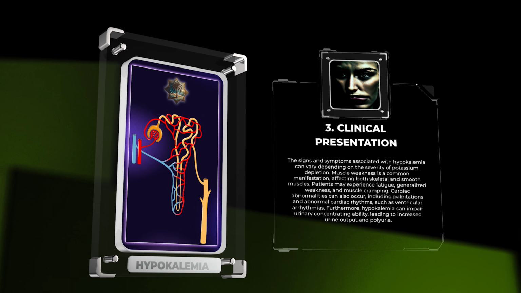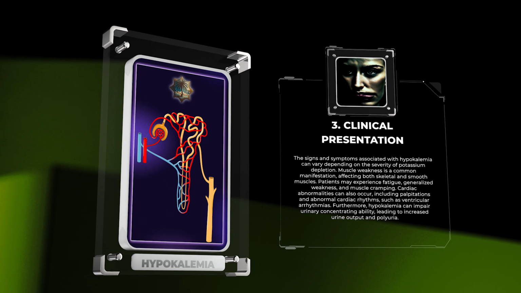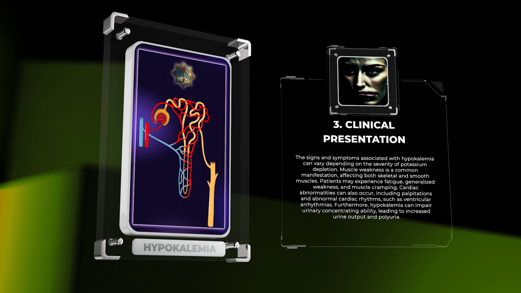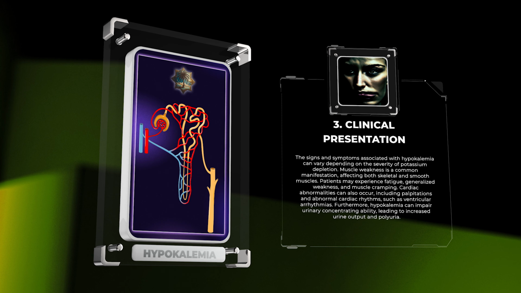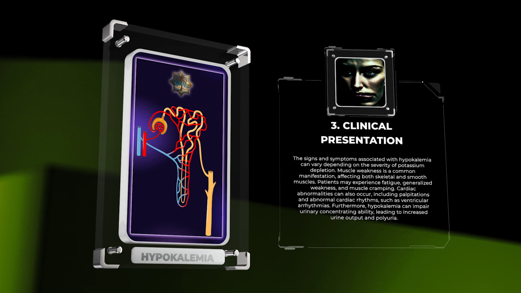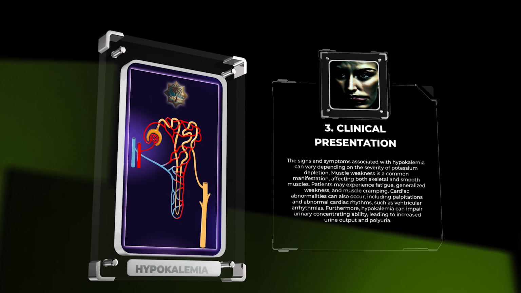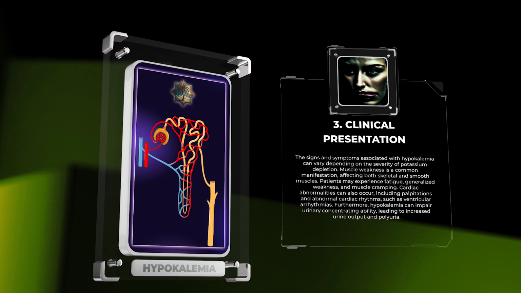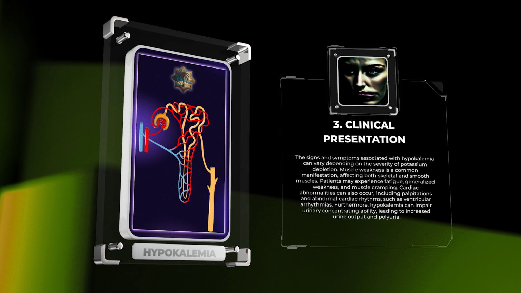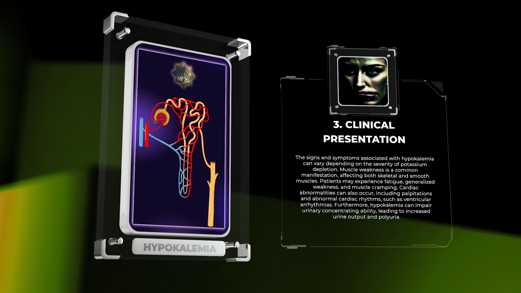Muscle weakness is a common manifestation, affecting both skeletal and smooth muscles. Patients may experience fatigue, generalized weakness, and muscle cramping. Cardiac abnormalities can also occur, including palpitations and abnormal cardiac rhythms, such as ventricular arrhythmias. Furthermore, hypokalemia can impair urinary concentrating ability, leading to increased urine output and polyuria.